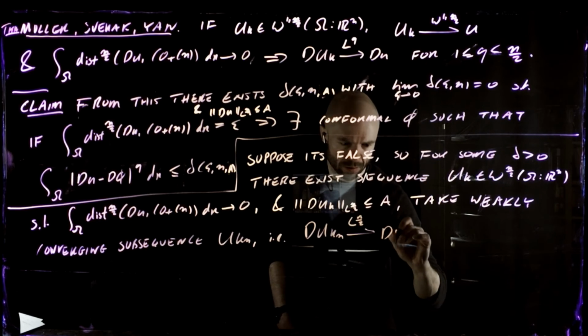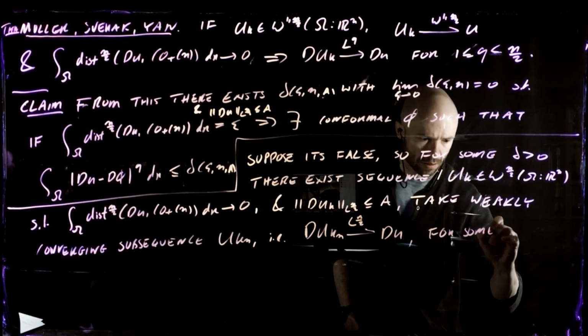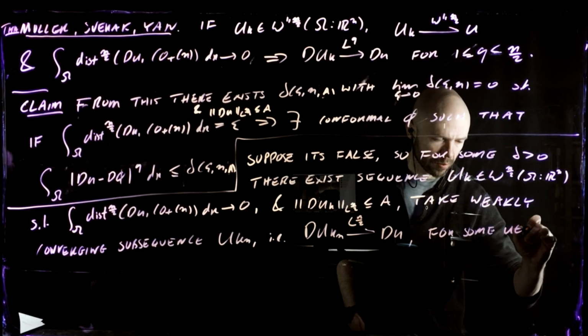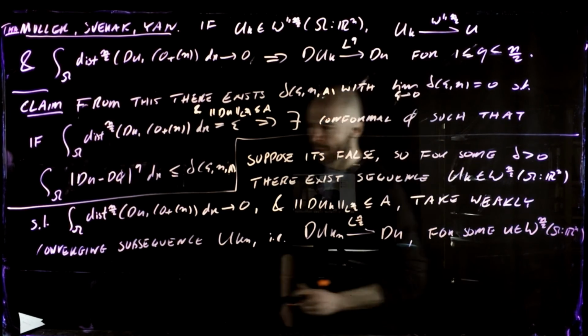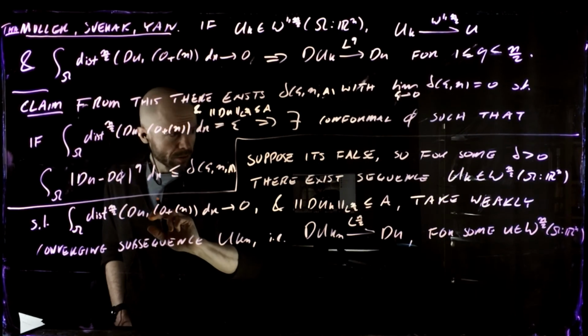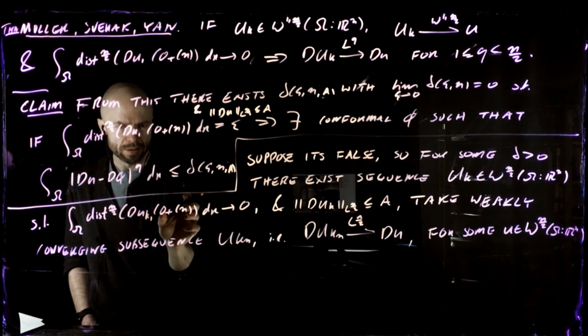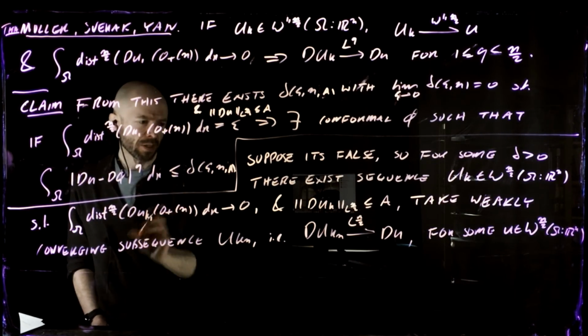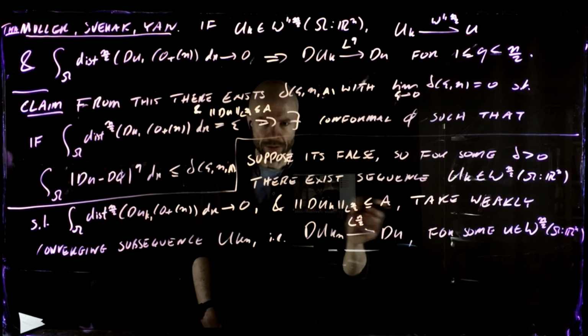So in other words, the gradients of u_{k_n} will converge weakly in L^{n/2} to the gradients of some u belonging to W^{1,n/2}(Omega, R^n). By this hypothesis, since the gradients are closer and closer to this set of matrices, this is also going to be true of the weak limit. That's not completely trivial, but it is nevertheless true.